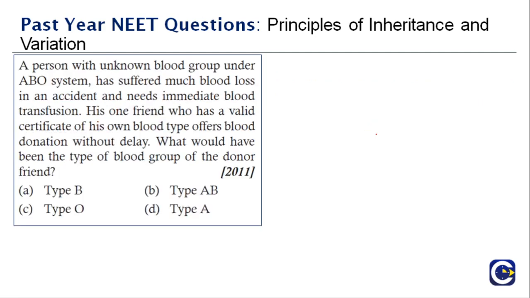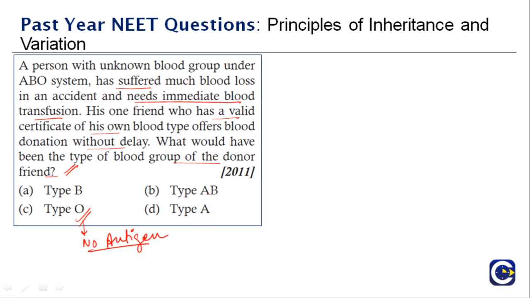A person with unknown blood group under the ABO system has suffered much blood loss in an accident and needs immediate blood transfusion. His one friend who has a valid certificate of his own blood group type offers blood donation without delay. What would have been the type of blood group of the donor friend? We just did a similar question, it should be type O because it has no antigen and therefore no immunogenic response will be there. So even if the person who needs blood is type B, it can take O. Type AB can take O and type A again can take O.